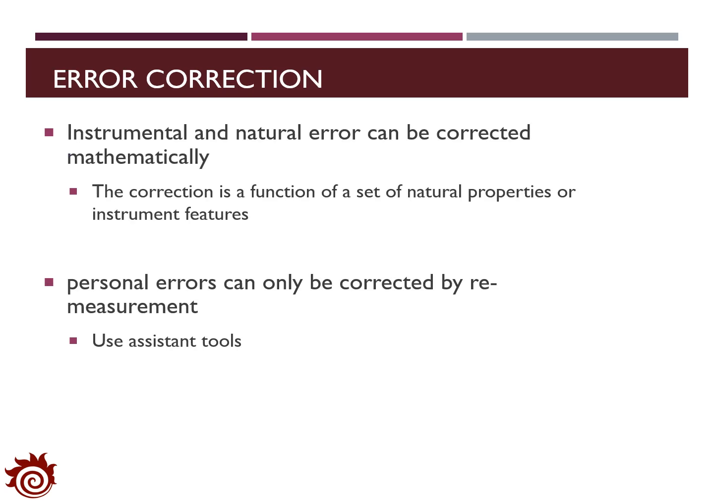We know that there are some errors in the distance measurement, but what we are more interested in is how to correct them. In general, for the instrumental and natural errors, they can be corrected mathematically, and usually the correction is a function of the set of nature properties or the instrument features. While for the personal errors, they can only be corrected by repeating the measurements. We can also borrow the advantages of some assistant tools to monitor the experiments so that we can identify the potential personal errors and avoid them in the future.